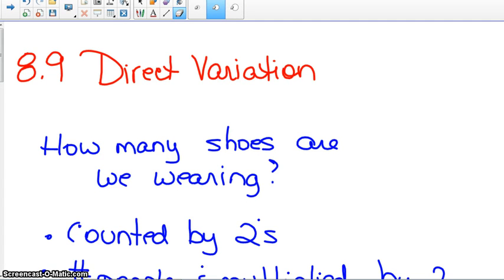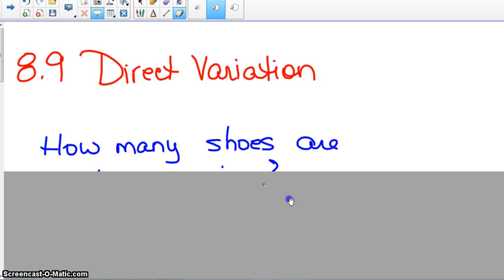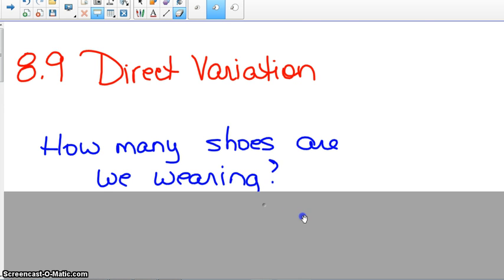Alright, this is 8.9, direct variation. It's the last section in the chapter. I don't know how familiar you are with direct variation, but it definitely warrants some review. And we'll try to make this as simple as possible for you.